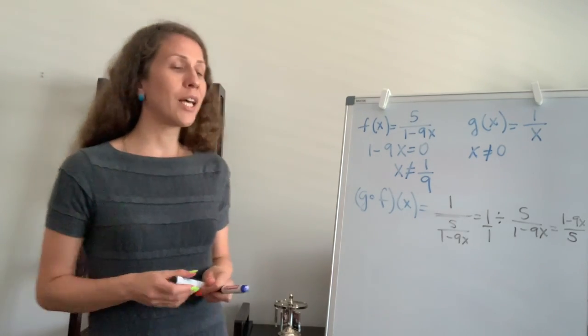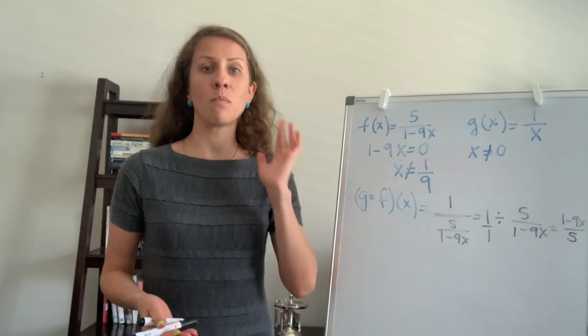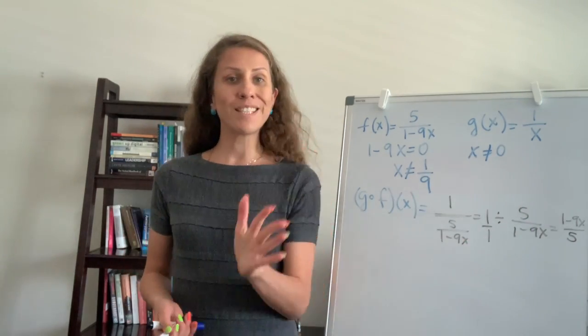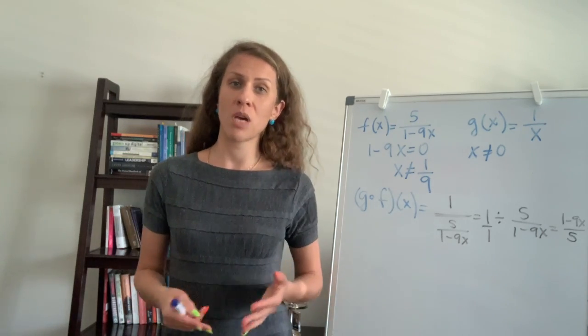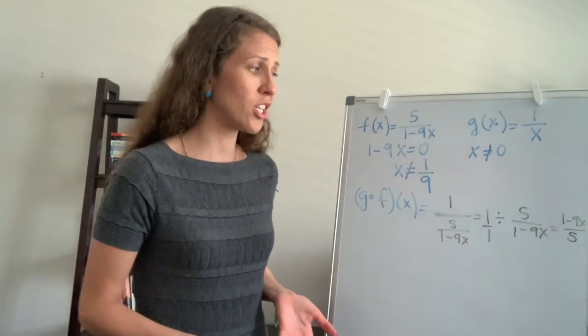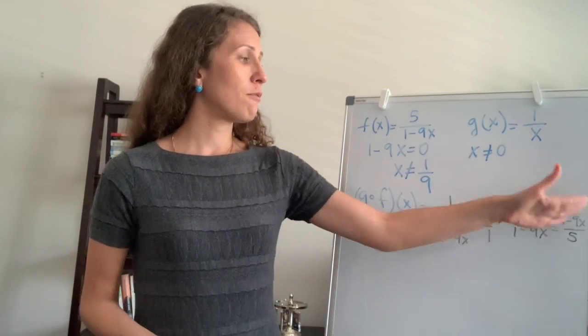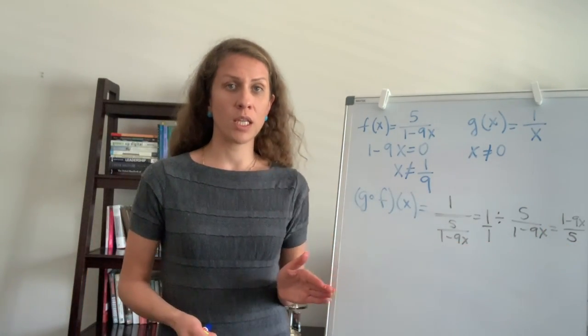Okay, so let's look at the domain now. What is the domain of this function? Well, this looks like a rational function, but it's not. It's actually a linear function because there is no x in the denominator. It's just a 5. So this function doesn't have any restrictions on it.